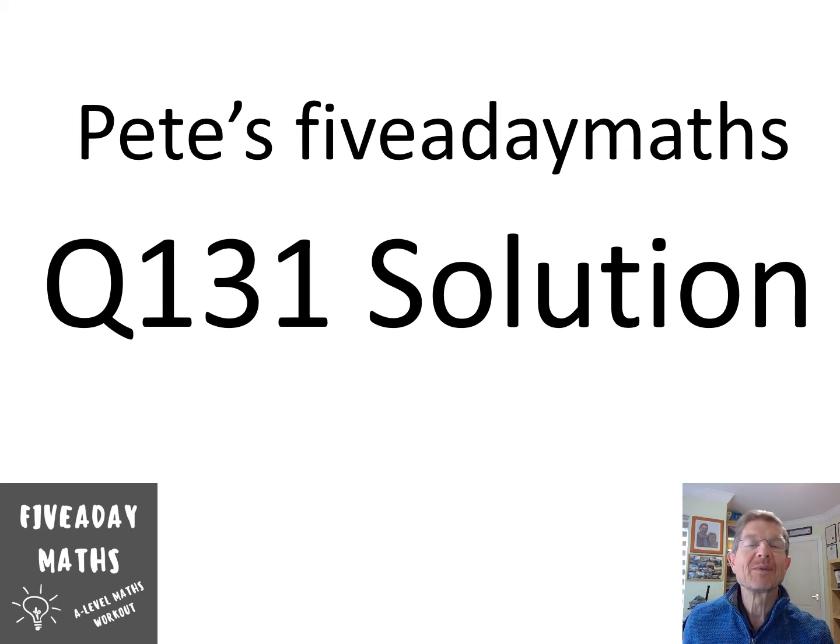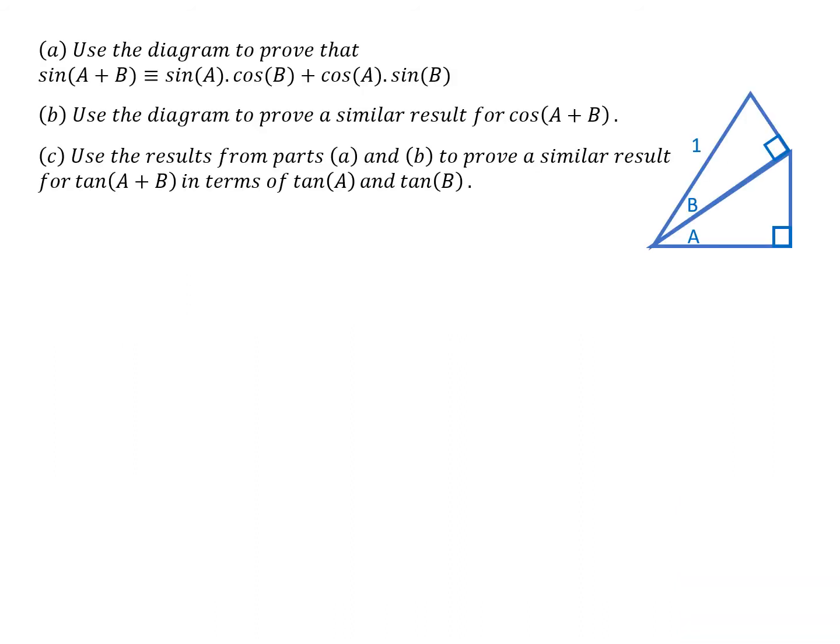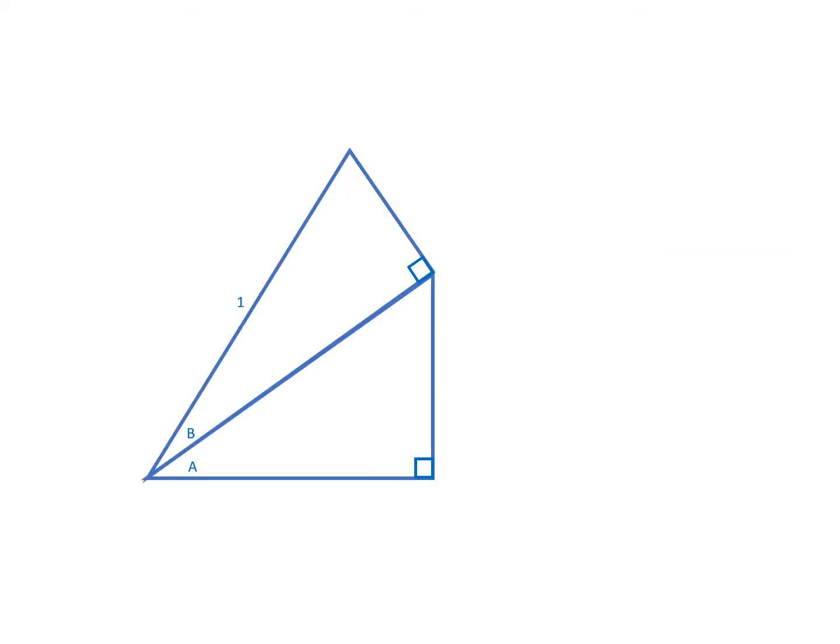So question 131, we've got these trigonometric identities, sometimes called the addition formulae, sometimes called the compound angle formulae. So the first thing I'm going to do is to draw a large version of this diagram. Always a good idea to have a large, clear diagram. So then I'm looking to see what this side labeled X is.